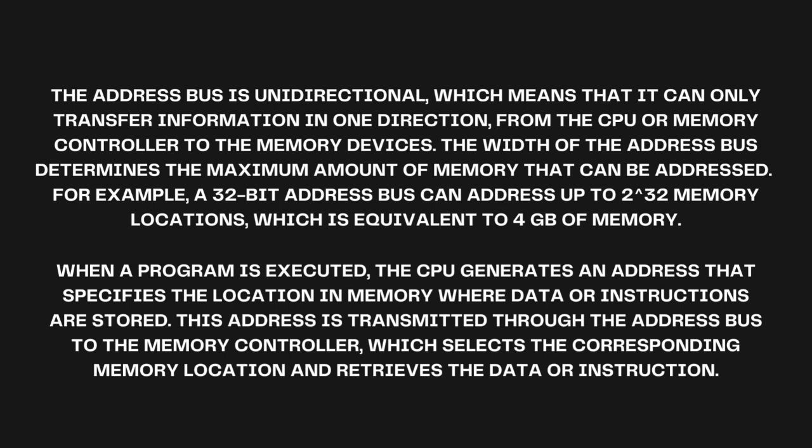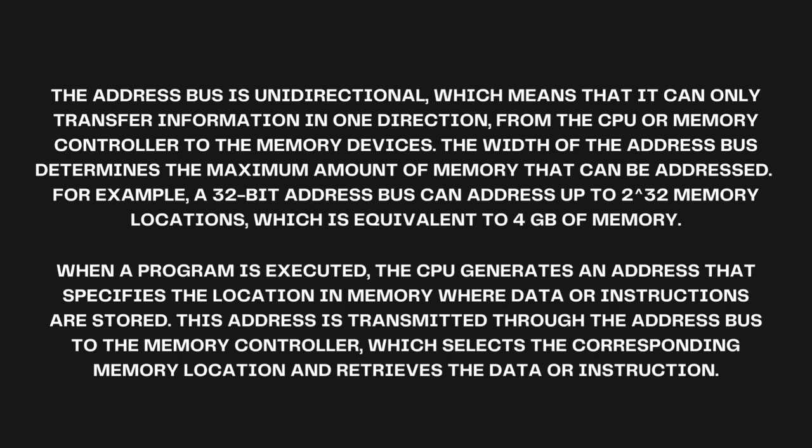The width of the address bus determines the maximum amount of memory that can be addressed. For example, a 32-bit address bus can access up to 2 raised to the power 32 memory locations, which is equivalent to 4 GB of memory. When a program is executed, the CPU generates an address that specifies the location in memory where the data or instructions are stored. The address is transmitted through the address bus to a memory controller, which selects the corresponding memory location and retrieves the data or instruction.